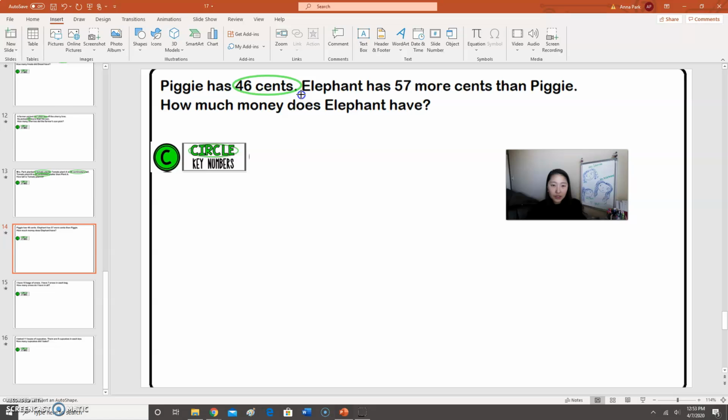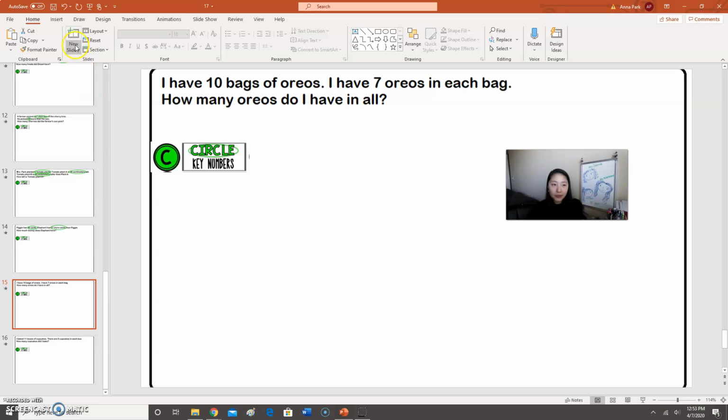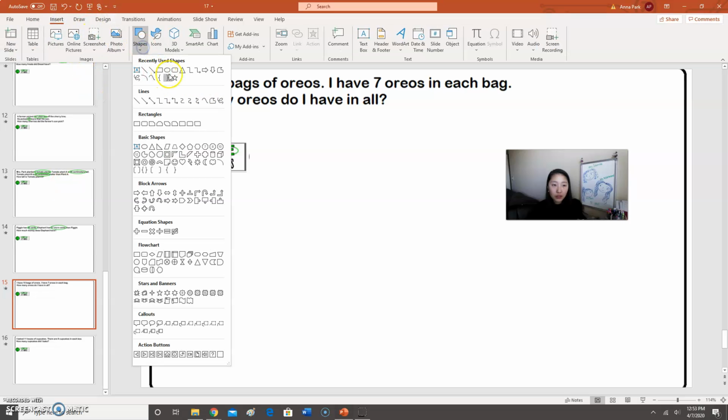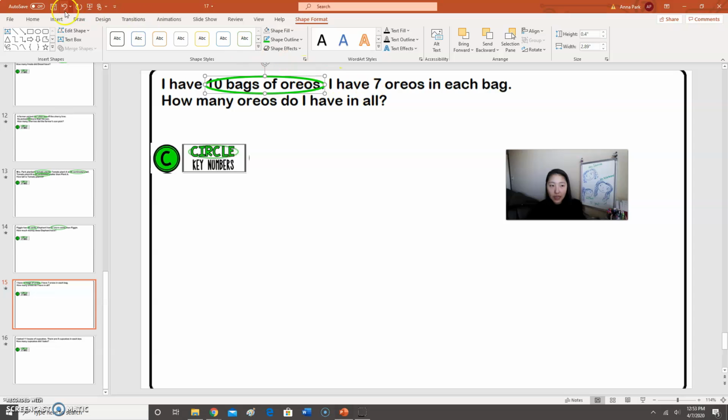Piggy has 46 cents. Elephant has 57 more cents than Piggy. How much money does Elephant have? Next problem. I'm going to go get my tool again. I have 10 bags of Oreos. Okay. I have 7 Oreos in each bag. How many Oreos do I have in all?